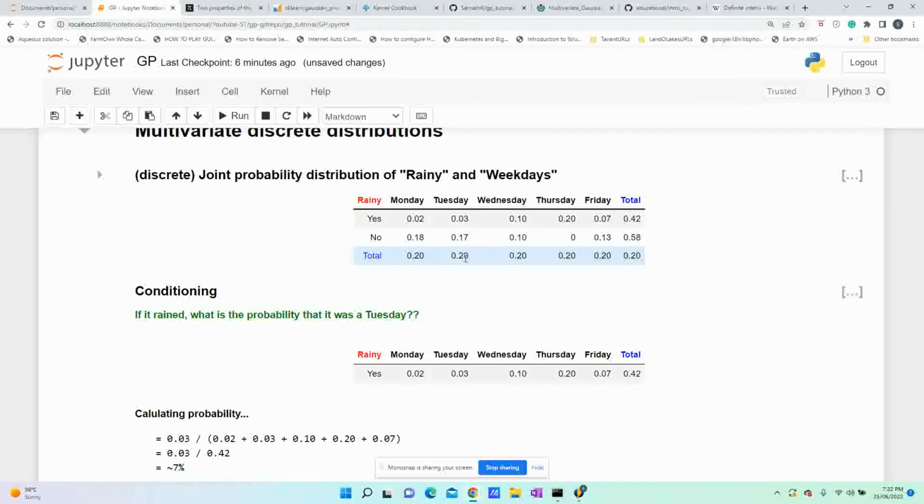This is the same as the Bayes formula. It says P of A given B is nothing but P of A and B, the joint distribution of A and B, divided by P of B, right? In this case, the joint distribution is 0.03, P of B is 0.20, and then we get 0.03 by 0.20, and that is how it works.